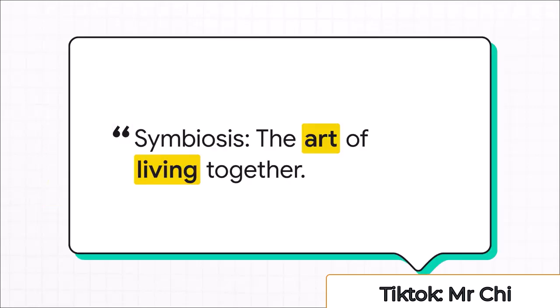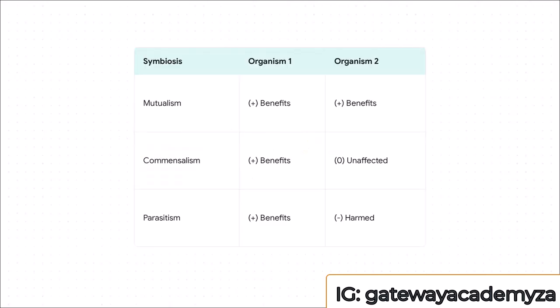Let's dig into symbiosis a bit more, because it's fascinating. The word itself just means living together, and it creates some of the most amazing partnerships in all of nature. And it really comes in three different flavors you need to know. Here's a really easy way to remember them. Just think in terms of plus, minus, and zero.